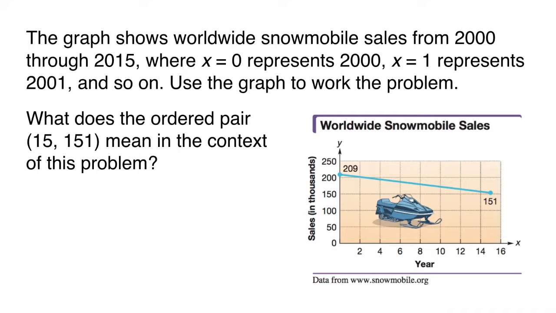What does the ordered pair (15, 151) mean in the context of this problem? The ordered pair (15, 151) means that the x-coordinate is 15 and the y-coordinate is 151. So let's remember what each coordinate stands for.